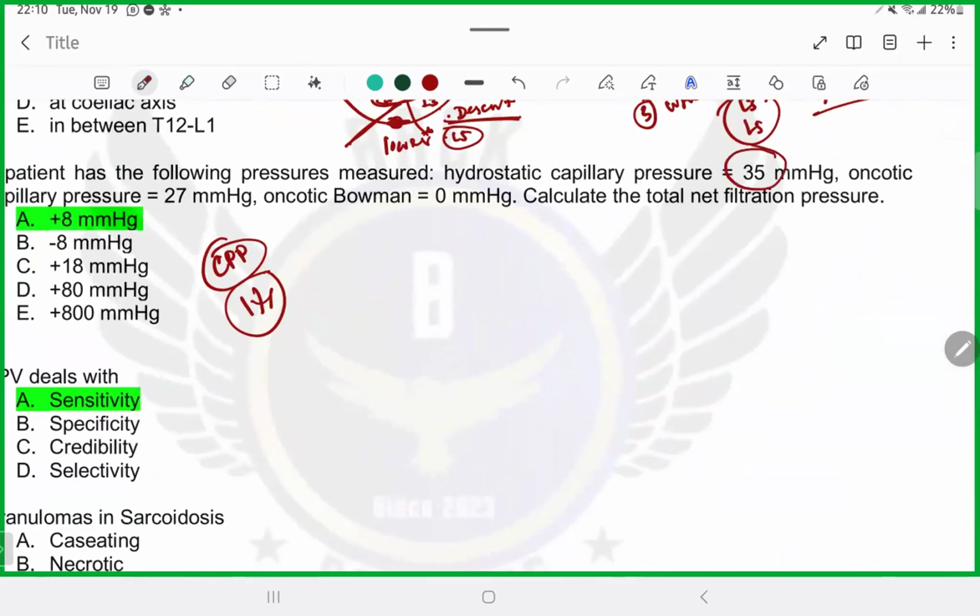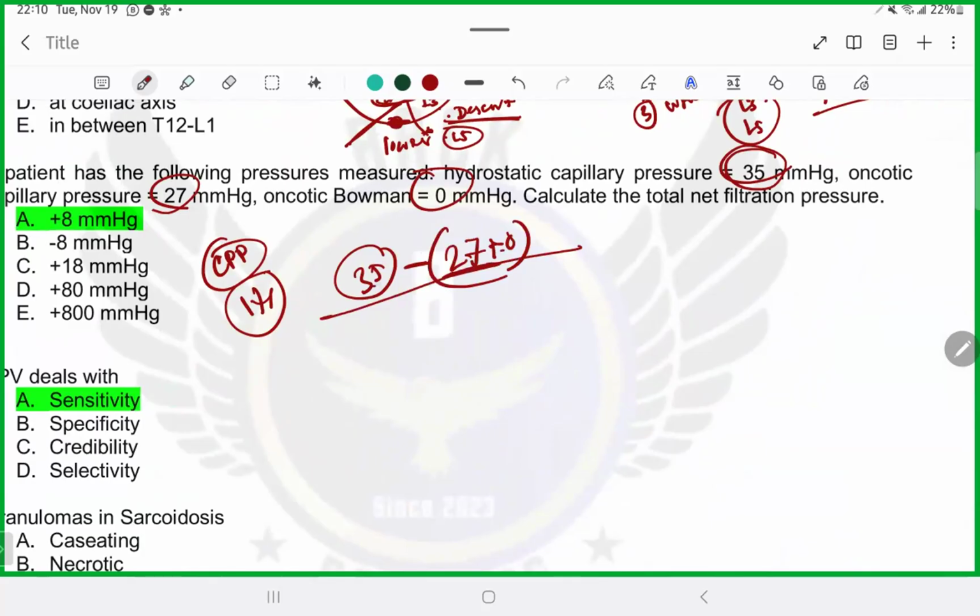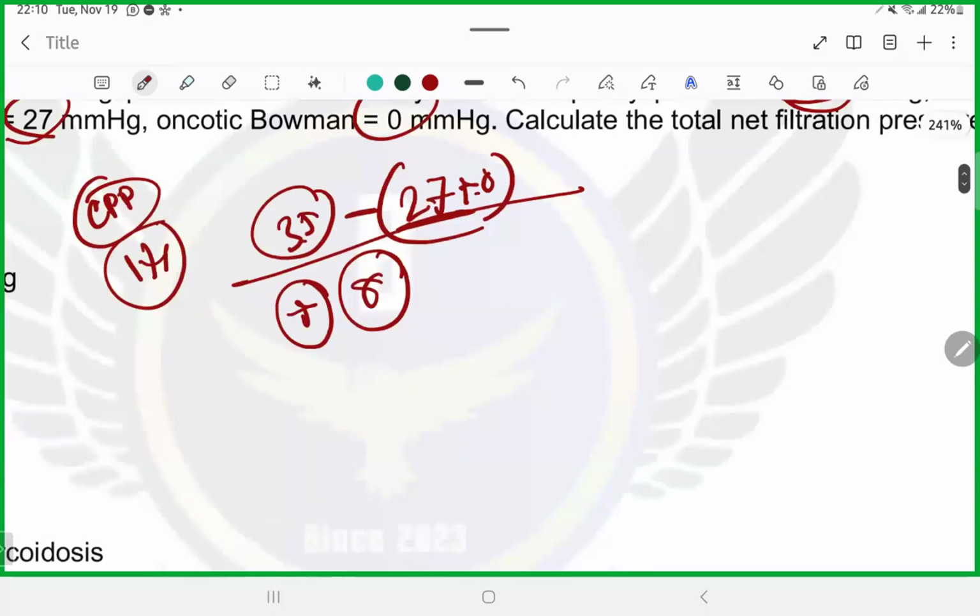You just get the biggest number, 35, minus all the numbers. Don't worry about this thing, that thing, capillary hydrostatic, capillary this, oncotic, Bowman. Don't worry about it. Just take the big one and subtract the little ones. 27 plus 8 is 35. So it's plus 8. Very simple. Now, you will always get it.